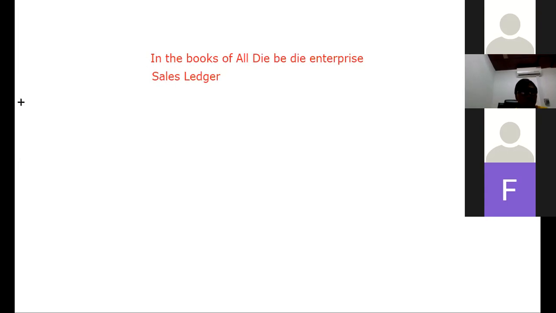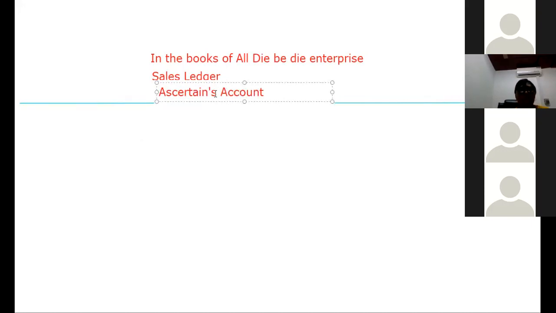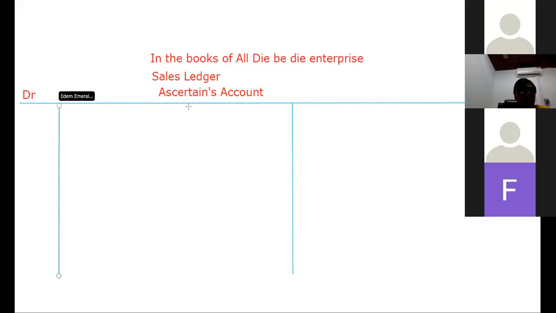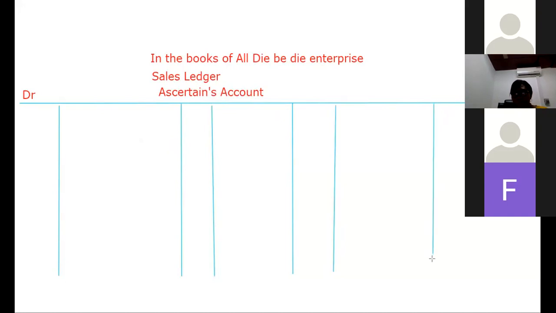So I hope you are all drawing. So the sales ledger, we have Ascertain's account. We have a debit and a credit. So that is debit. That is credit. The first one I'll do it, subsequent ones I won't draw with all the lines like that, okay? So we have the date, the particulars, the ledger folio, and the amount.